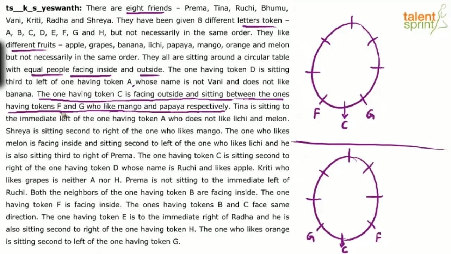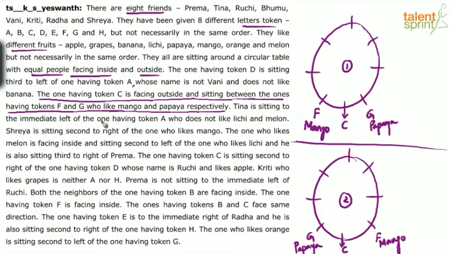And remember, it also says that F and G like mango and papaya respectively. F likes mango and G likes papaya. So here F likes mango and G likes papaya. Of course, the names are yet to be found, but these things have been fixed. All right. So case 1 and case 2. This is case 1, let's say. This is case 2. Now move forward.